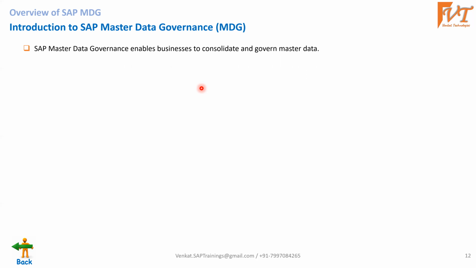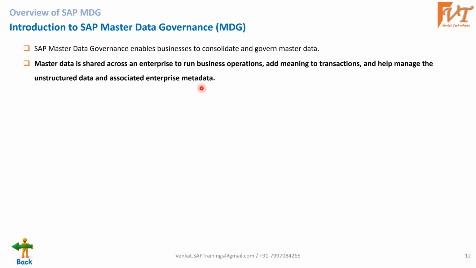So master data governance enables the business to consolidate and govern the master data, so it can be shared across an enterprise with the different business units. Let's say Amazon has different business units: in US, in India, in Singapore, in Middle East. The master data can be shared among different business units, or they can keep specific master data specific to a business unit. That is possible in MDG.